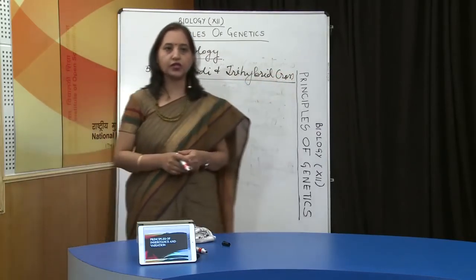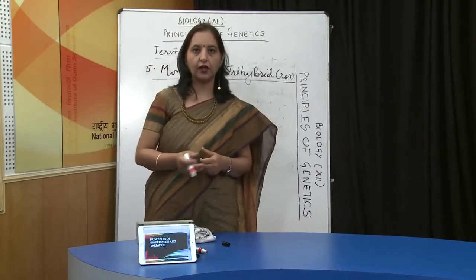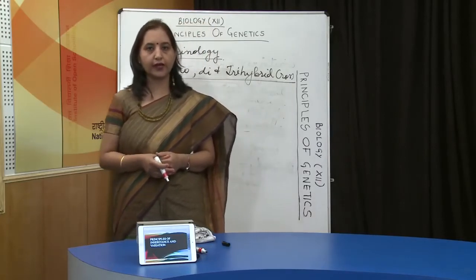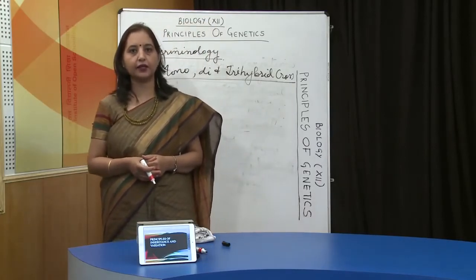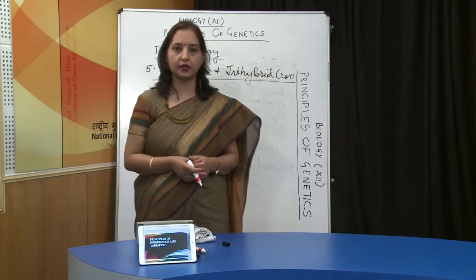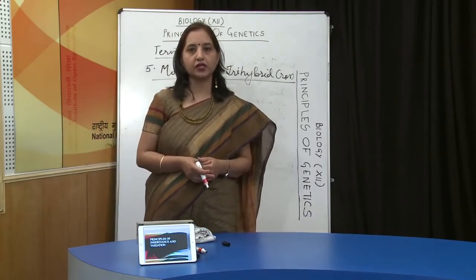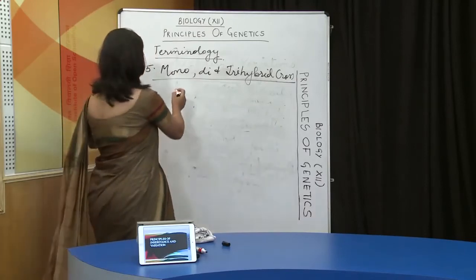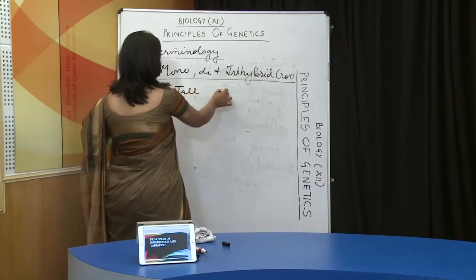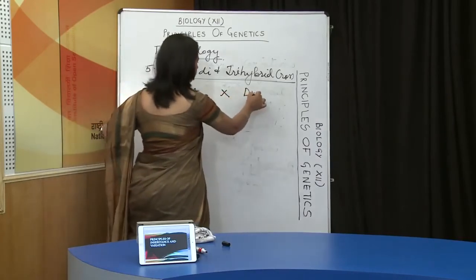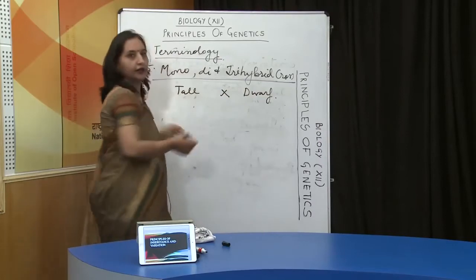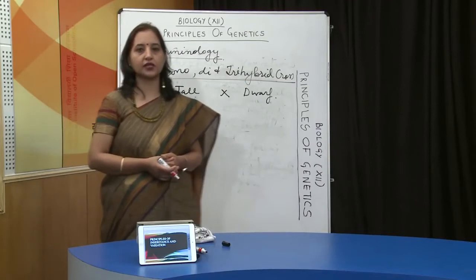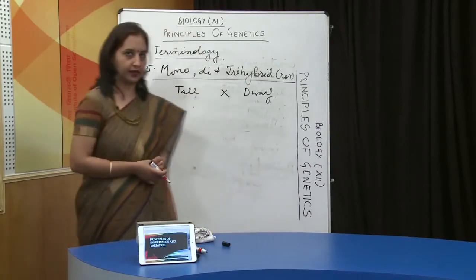Next terms are monohybrid, dihybrid and trihybrid cross. A cross in which a single character is considered for experiments is a monohybrid cross, whereas when two characters are considered, that's dihybrid, and when three characters are considered at the same time, that's called a trihybrid cross. It can be easily understood with the help of an example. A tall plant, if crossed with a dwarf plant, this kind of cross is known as a monohybrid cross, because we are just considering the height of the plant at this moment.